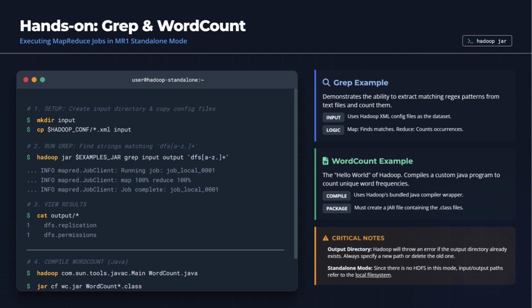That covers the essentials of the Hadoop ecosystem. From storage with HDFS to resource management with Yarn, you now have the foundation to handle data at scale. Would you like me to walk you through the specific Java code for the word count mapper and reducer next?